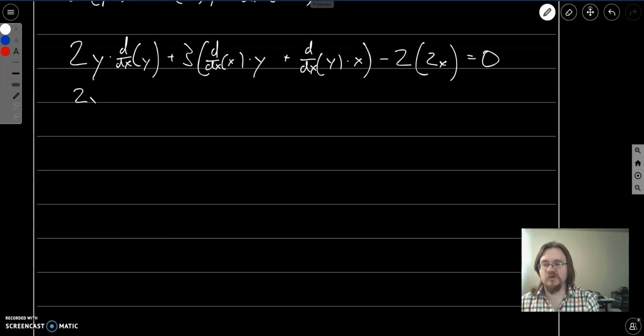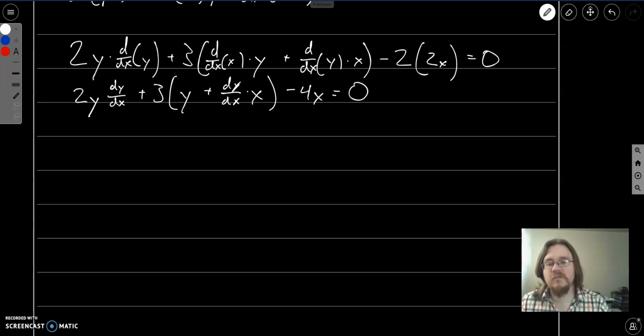So 2y times the derivative of y with respect to x, which is just dy dx. Here we have 3 times, well, the derivative of x with respect to x is 1 times y. Well, 1 times y is just y. Here I've got the derivative of y with respect to x. So y times x. And then we're going to subtract, well, 2 times 2 is 4, 4x. So the last order of business is to try to solve this for dy dx.